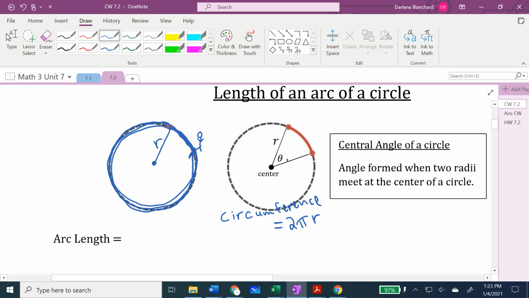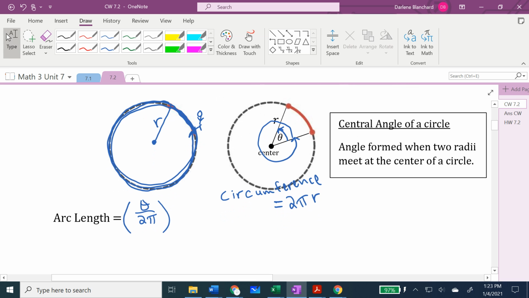And if you want to know how much of the circle you walked on as a percentage, you're looking at the angle divided by how much it takes to go all the way around. So if you take theta, the angle, and divide it by 2 pi, that is going to give you the percentage of the circle. If you then multiply that percent to your circumference, which is 2 pi r, you will find the arc length.